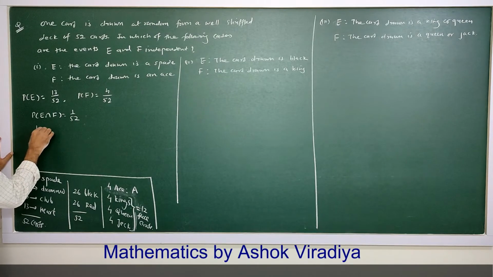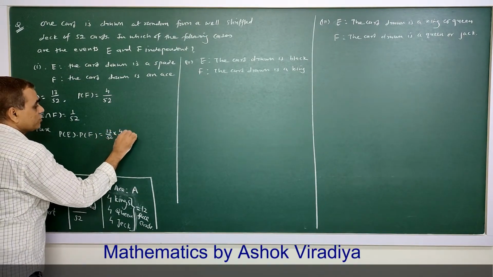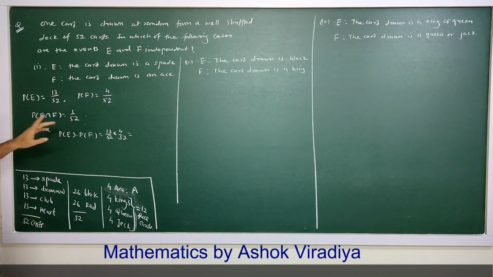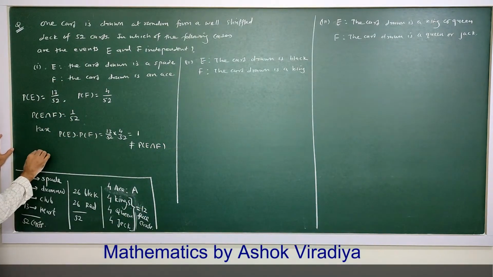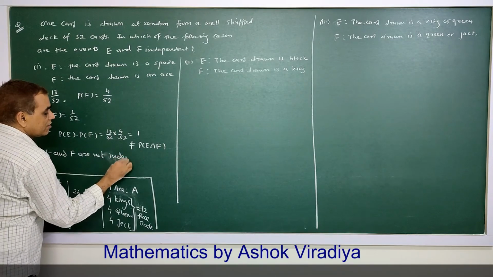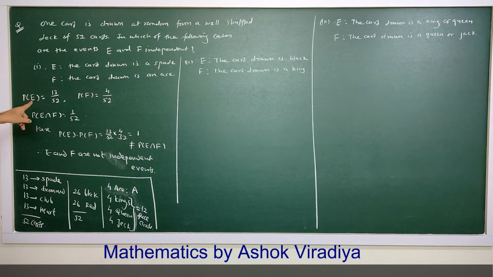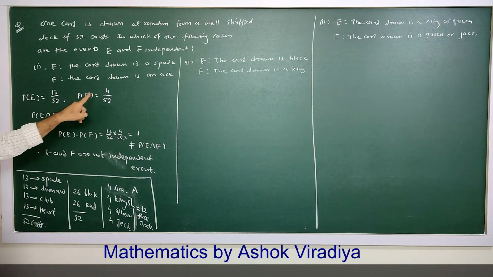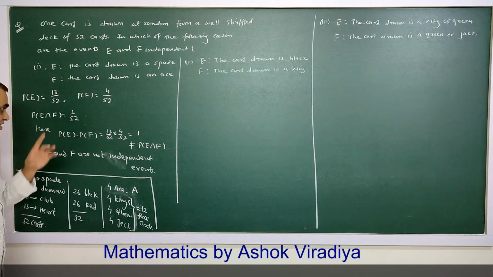You can see that here P of E into P of F is 13 by 52 into 4 by 52, that is 1 by 52. And P of E intersection F is 1 by 52. So this is equal to P of E intersection F. So E and F are independent events. Spade 13, ace there are 4, 52 by 52, and spade and ace, that is 1 card.